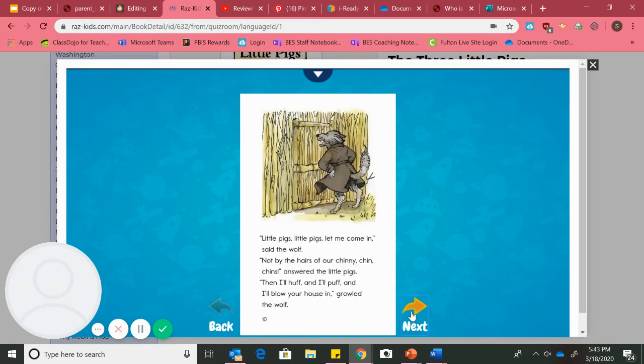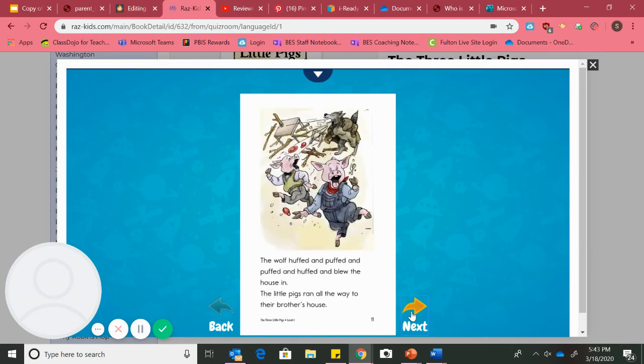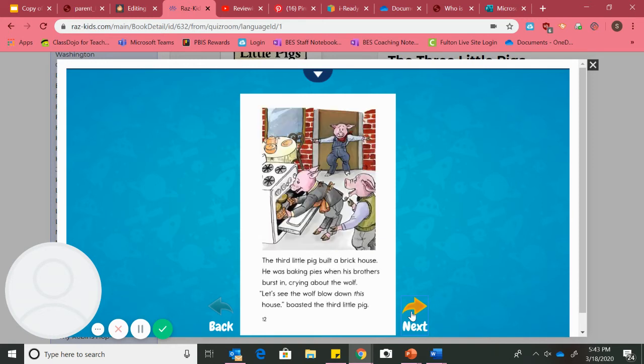Little pigs, let me come in, said the wolf. Not by the hairs of our chinny chin chins, answered the little pigs. Then I'll huff and I'll puff and I'll blow your house in, growled the wolf. The wolf huffed and puffed and blew the house in. The little pigs ran all the way to their brother's house.